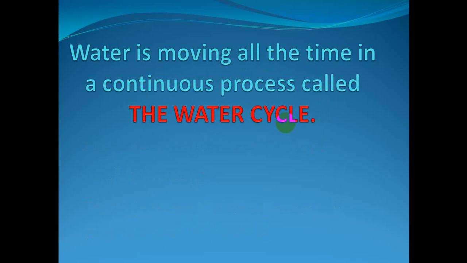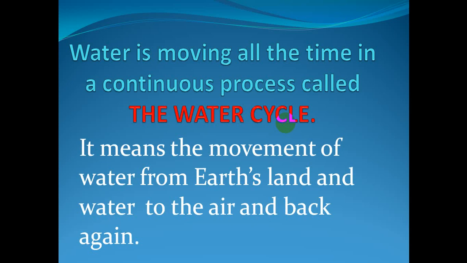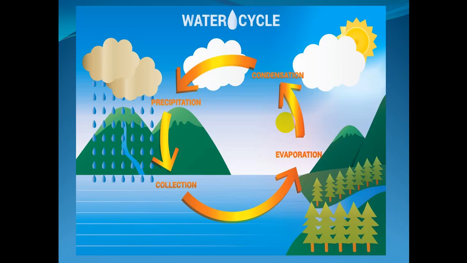Water is moving all the time in a continuous process which is called the water cycle. Water cycle means the movement of water from Earth's land and water to the air and back again. Here is a diagram which shows the continuous motion of water from up and down and the opposite.